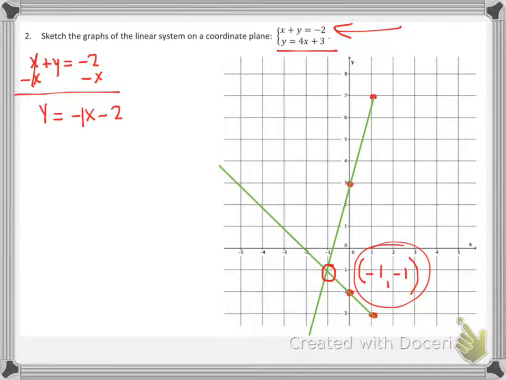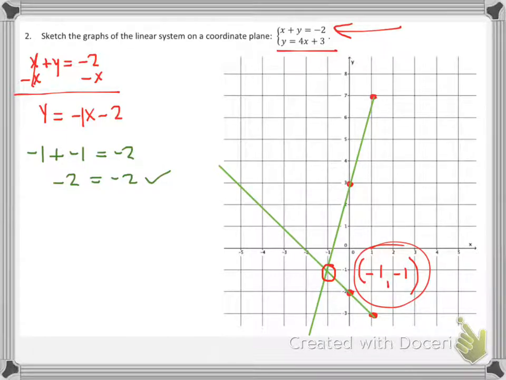So let's see. I've got x. Well, that's a -1. Let me switch colors here. X is a -1, and then we're going to add y, which is a -1. And that has to be equal to -2. And let's see, -1 plus -1, that's -2, is equal to -2. So yes, that checks out. -1, -1 is a solution to the first equation.